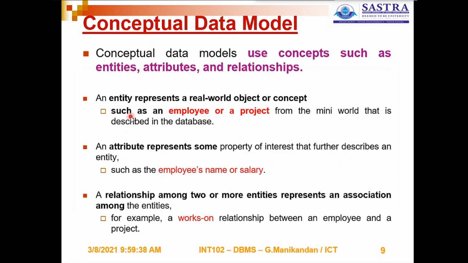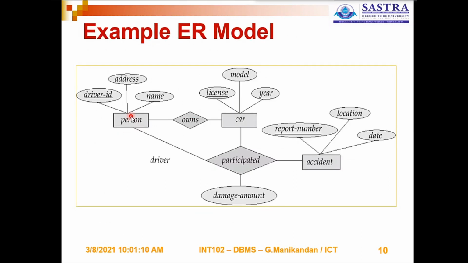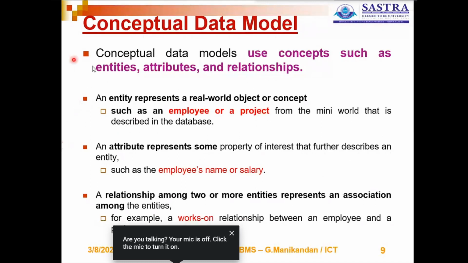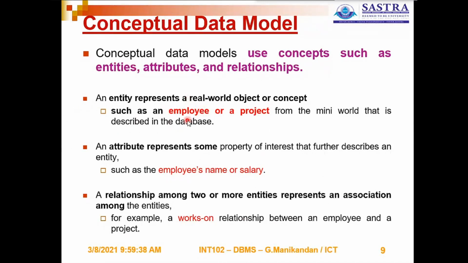So what is an entity? An entity may be a real world object or it may be a concept. For example, if you take here, person is an example for a real world object. Accident is an example for a concept. Suppose if you take employee, employee is a physical object. It is a real world object.